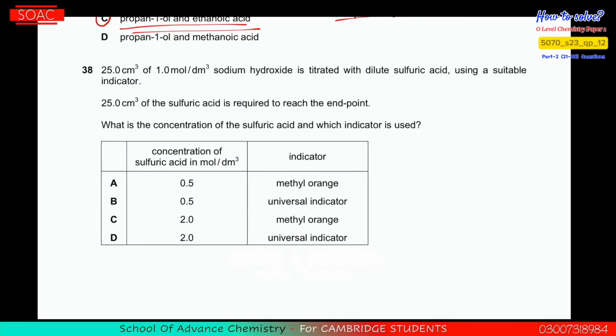Question number 38. 25 cm³ of 1 mol/dm³ sodium hydroxide is titrated with dilute sulfuric acid using a suitable indicator. 25 cm³ of sulfuric acid is required to reach the end point. What is the concentration of sulfuric acid and which indicator is used? As far as the choice of indicator is concerned, we cannot use universal indicator for titration. We need an indicator that has only two colors at different pH: in acidic pH and in alkaline pH, the color must be different.